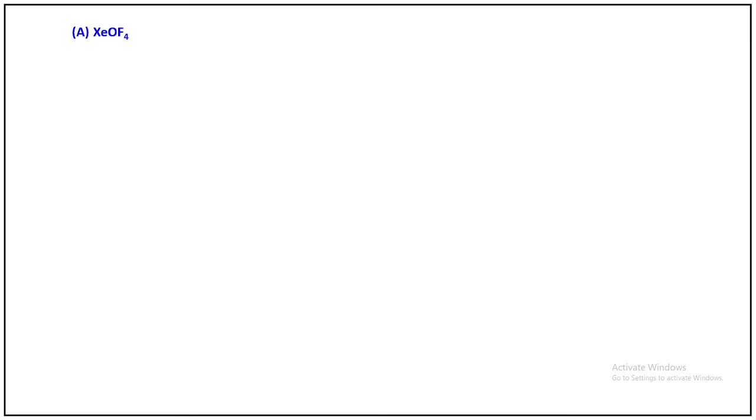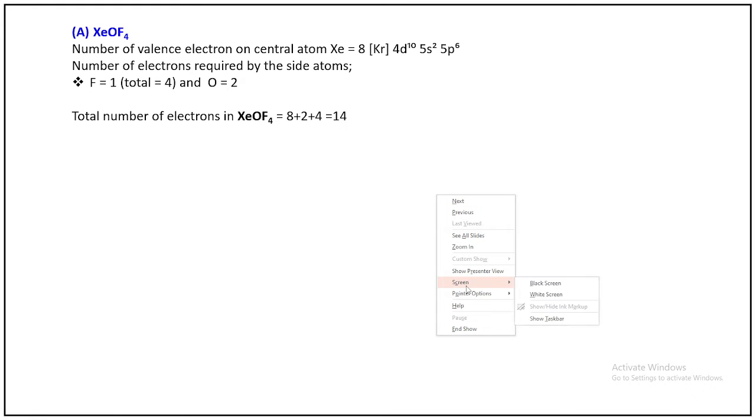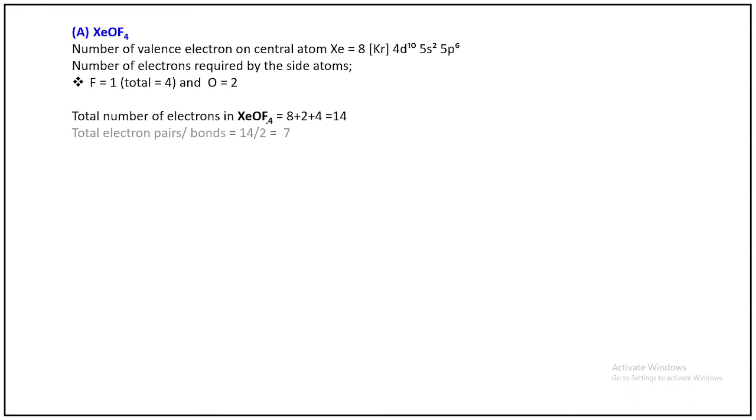The first one is XeOF4. Here which one is the central atom? It is xenon, and xenon has 8 valence electrons. Now how many side atoms does it have? 4 fluorine atoms and 1 oxygen atom. Fluorine, we know, is a halogen and needs 1 more electron to complete its octet. Similarly, oxygen needs 2 more electrons to complete its octet. So the total number of electrons in XeOF4 will be 8 from xenon, 2 from oxygen and 4 from fluorine, totally giving 14. Now the number of electron pairs will be 7.